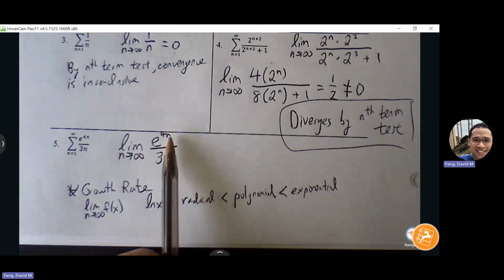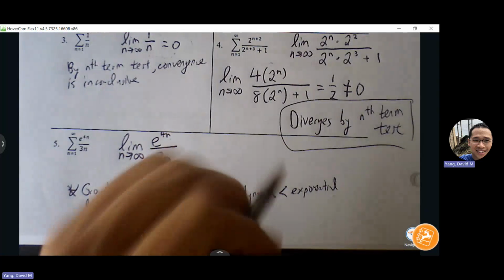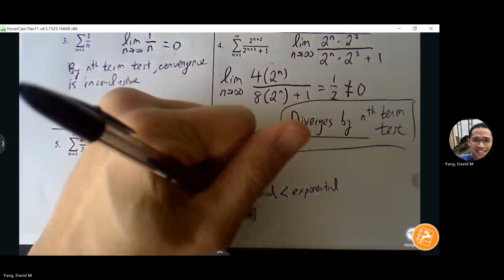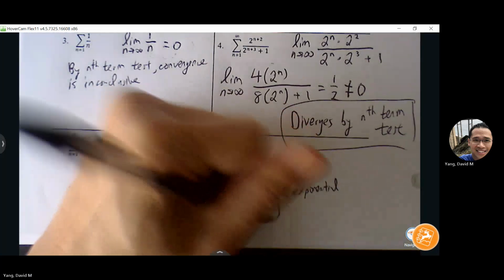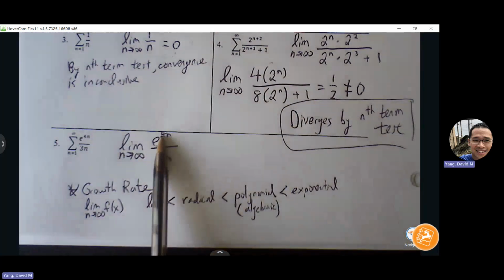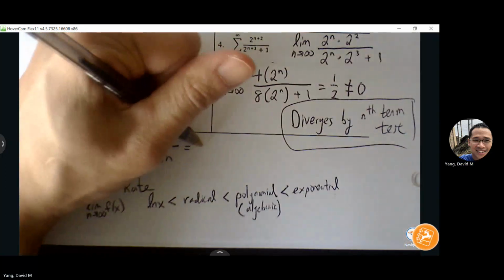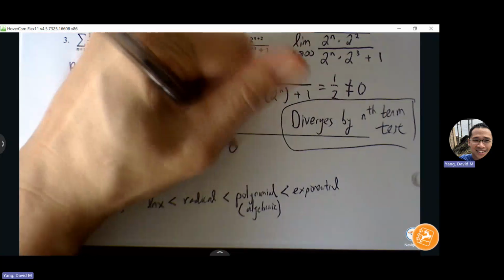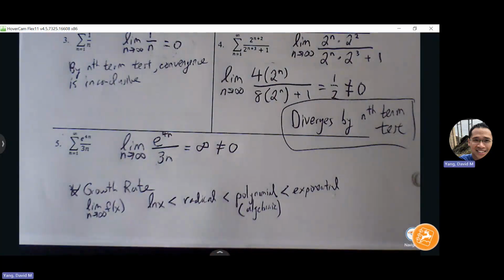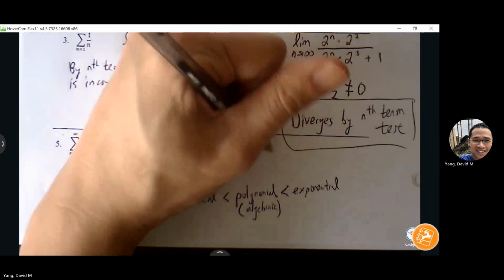So I have an exponential over algebraic or polynomial. And it's obvious that the numerator is growing faster than the denominator, so therefore this is headed towards infinity. Obviously, it's not getting smaller, so this is a good one for us to say it also diverges by the nth term test.